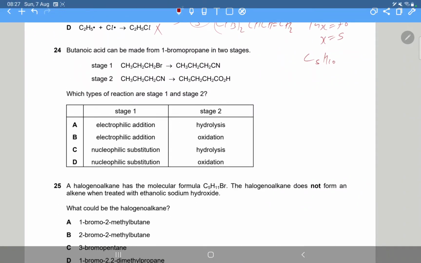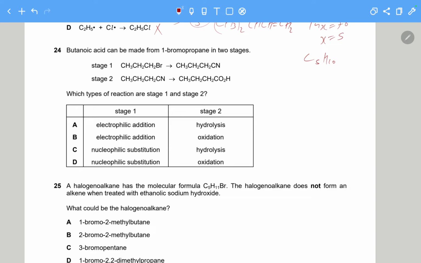Butanoic acid can be made from 1-bromopropane in 2 stages. So first there is a nucleophilic substitution where this bromine is replaced by this CN, and then in stage 2, the CN is hydrolyzed to the carboxylic acid. The question asks for which types of reactions are occurring in stage 1 and stage 2. So the first one is nucleophilic substitution, the second one is hydrolysis. And therefore the correct answer is C.